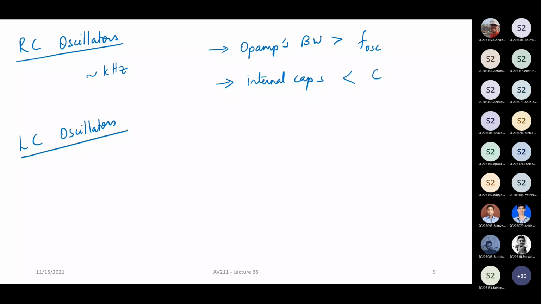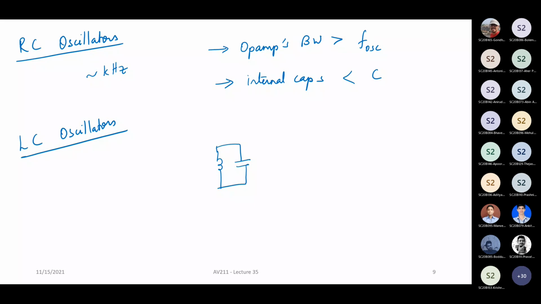Now, as the name suggests, you are going to have an inductor and a capacitor. Probably not just one inductor and one capacitor. There are topologies where you have multiple inductors and or multiple capacitors.